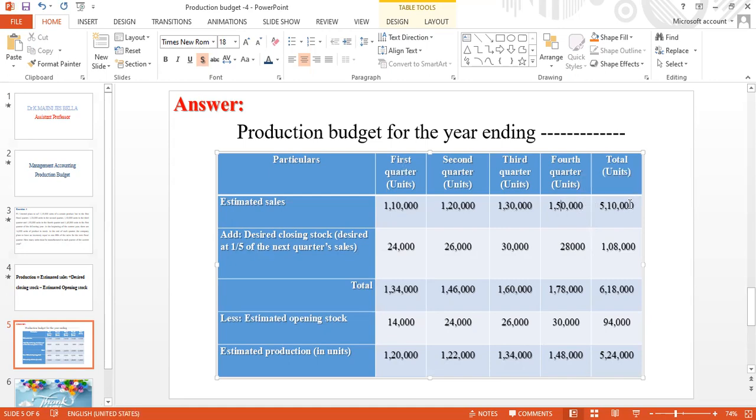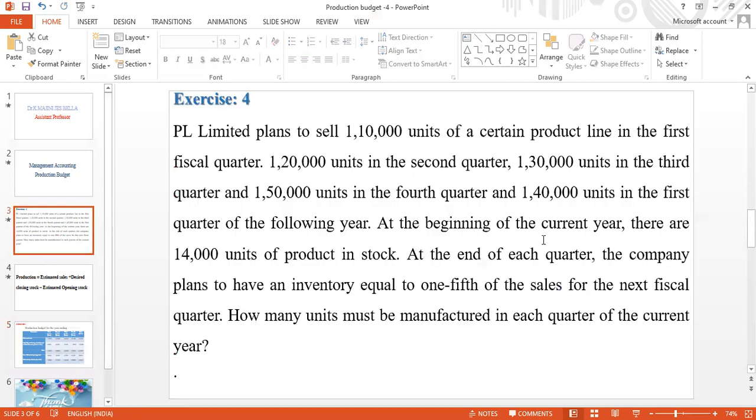Okay, how much is the total? 5,10,000, we got it right. Then we should add the closing stock, right? How can we identify the closing stock? What did they say about the closing stock?